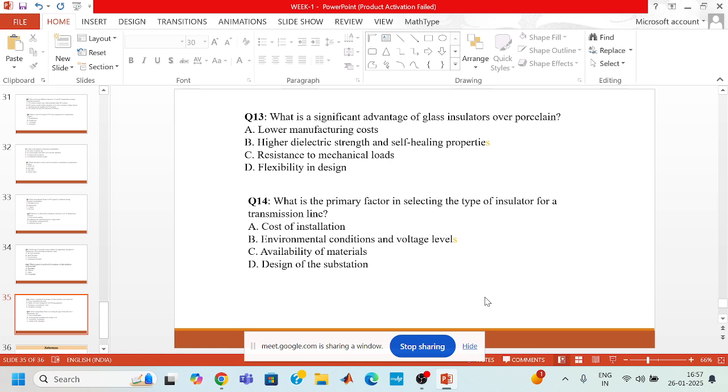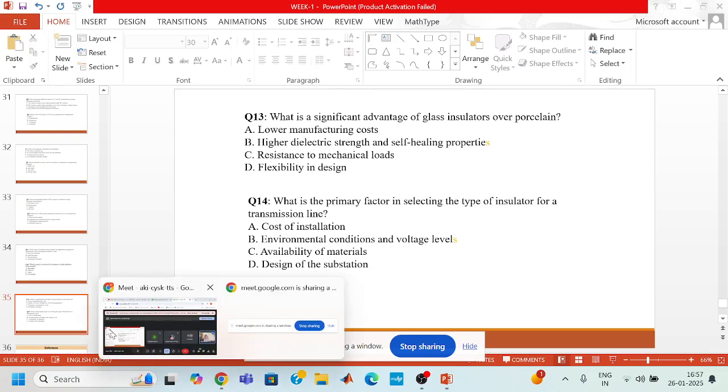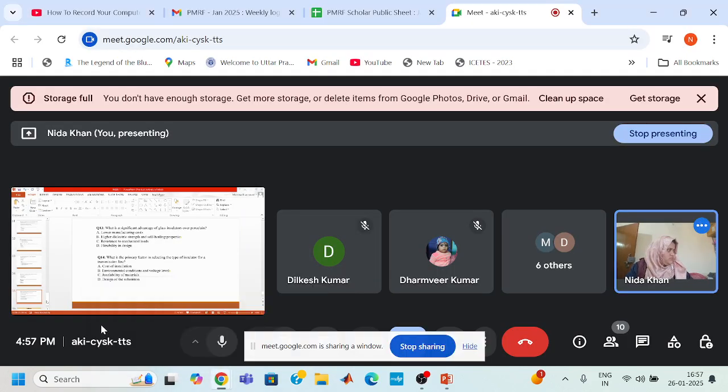So the next question is, what is the significant advantage of glass insulators over porcelain? B. Higher dielectric strength and self-healing properties. Yes. Okay. Correct answer is B, higher dielectric strength and self-healing properties.